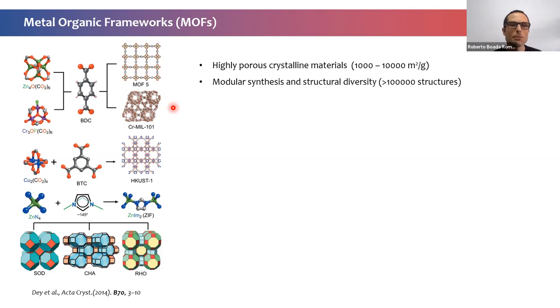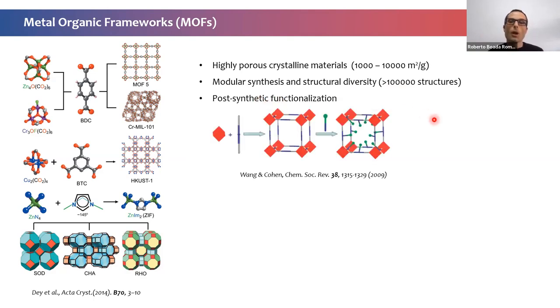Another benefit, as I mentioned before, is that they allow modular synthesis, in the sense that we can choose the combination of different organic linkers and secondary building units, the inorganic cornerstones joining these organic linkers. Up to now, more than 100,000 structures have been reported. So this offers huge versatility in terms of synthesis and structure design. Even more flexibility can be obtained by post-synthesis functionalization for practical applications.